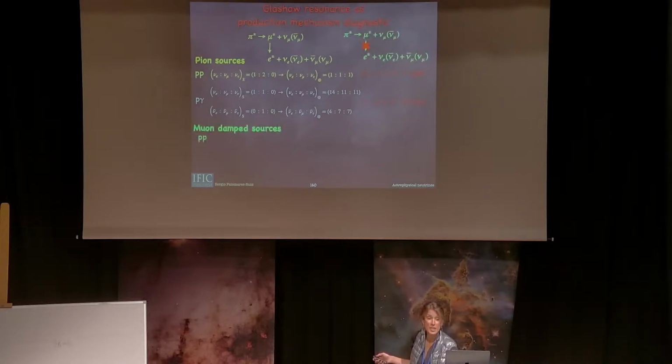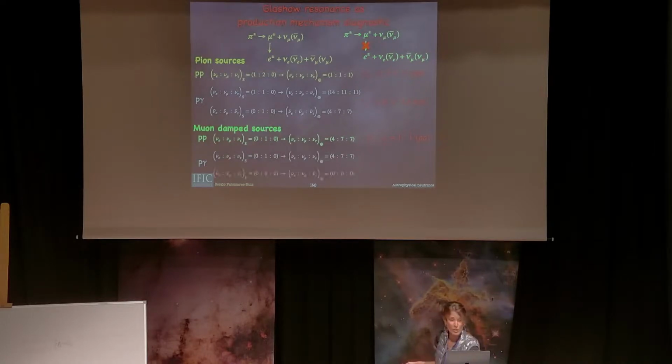And for muon-damped sources, what you expect is nu_e bar to nu_e of 1, sorry, here, okay? Same as here, so it would be difficult from this viewpoint, because they are degenerate in this case, right? And for p-gamma, what you expect in muon-damped sources is 0 to 4, okay?